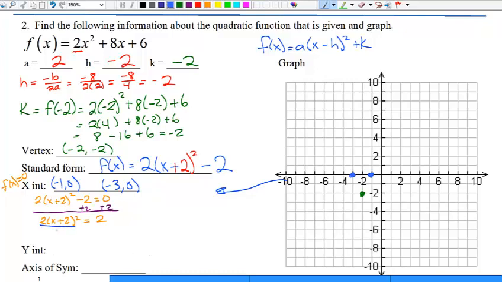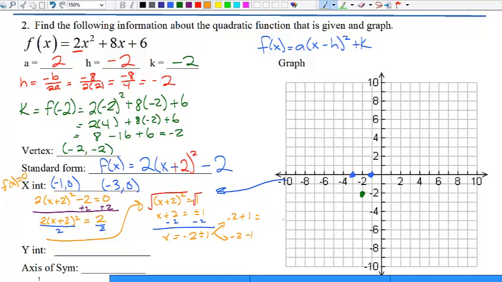Then I'm going to divide both sides by 2, which gets me x plus 2 squared equals 1. Now I square root both sides, and every time you square root both sides you have to take the plus or minus part. So we get plus or minus 1. And then the last step is to subtract 2, and I get x equals negative 2 plus or minus 1. When I split that up, I'm getting negative 2 plus 1 and negative 2 minus 1, which is negative 1 and negative 3. Look at those two numbers. We've seen those numbers before, huh?